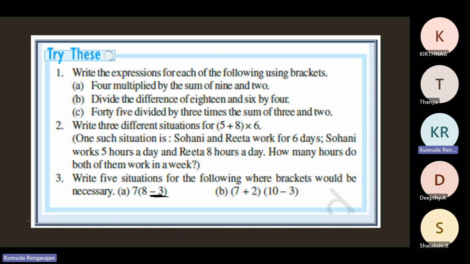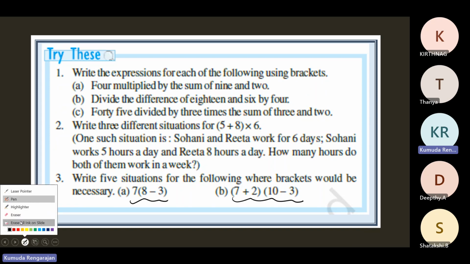All right, children, I think we have understood the first one. We'll not spend more time on that. Let's move on to the second one.